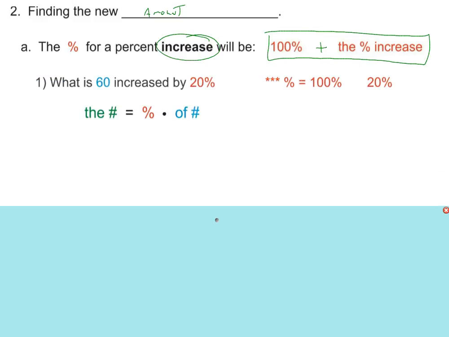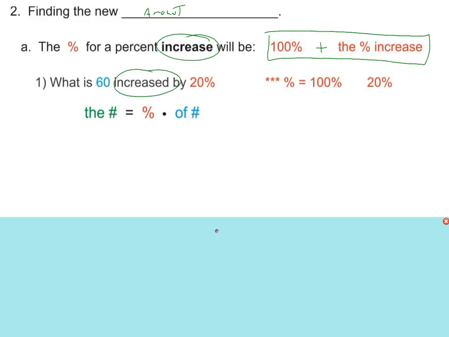So let's suppose we have this first problem. What is 60 increased by 20%? Notice we have an increase, right? I can use the number equals percent times the of number. Again, same as part equals percent times whole, right? Same thing. And I can do it in one step if I use for the percent 100 plus 20%, for a total of 120%. So allow me to do the problem in one step. What is 60 increased by 20%?